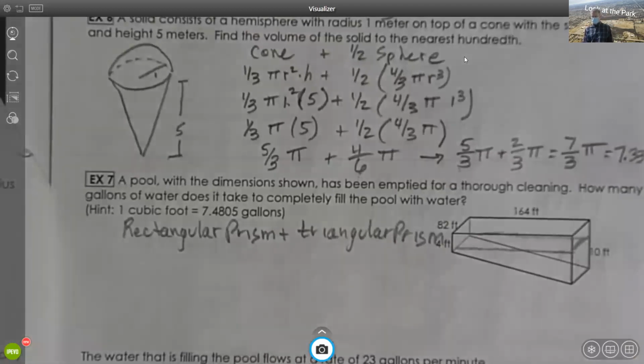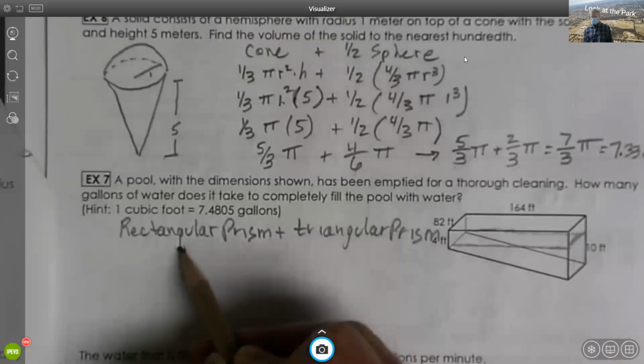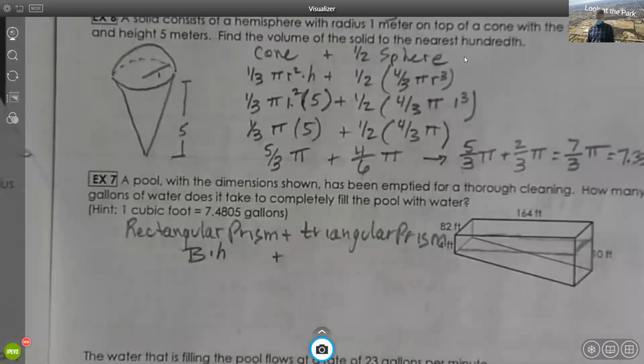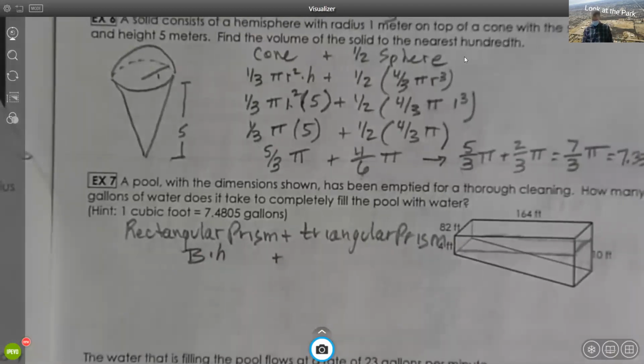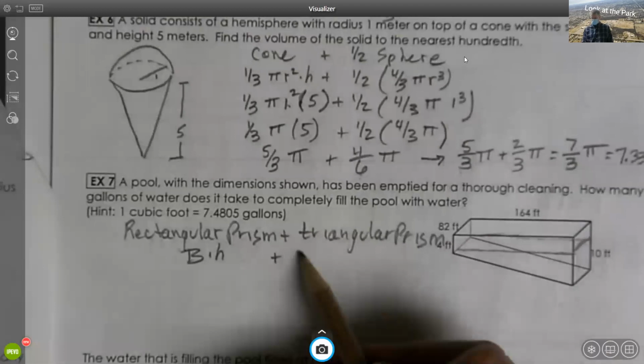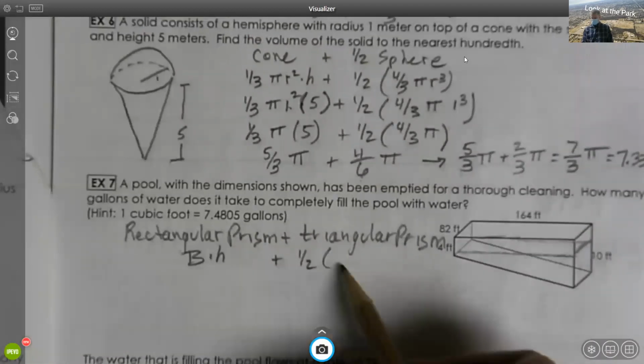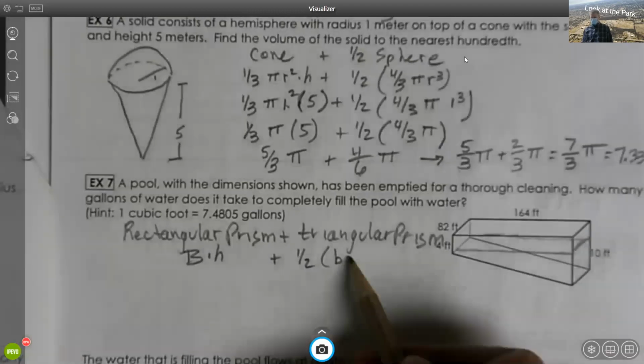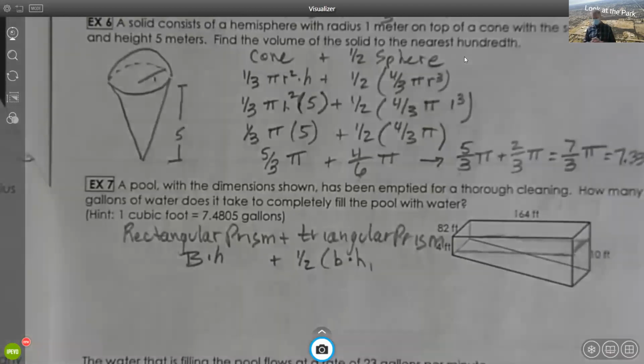So the rectangular prism is base times height. And the triangular prism is half. We'll call that a small base. This is a different height. This is the height between the triangles. So we can call that like H1. It's different than just the H we're doing for the rectangular prism, most likely.